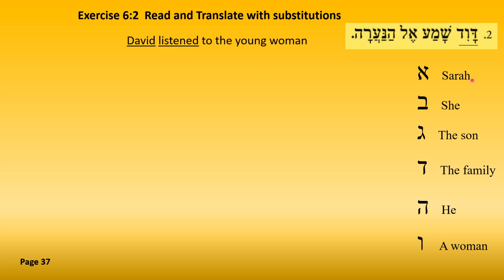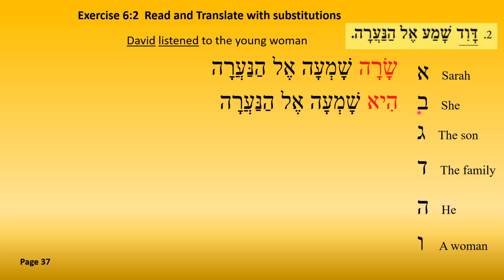So here are the substitutions that they give you. We're going to change David to Sarah. We're going to change David to she. We're going to change David to the son, to the family, to he, and a woman. With each change, you're going to determine how that will change the verb in the sentence, since that's the only thing you have to focus on in these sentences. So Sarah, now you have a feminine subject, you need a feminine verb. She, feminine subject, feminine verb. Everything else will stay the same.